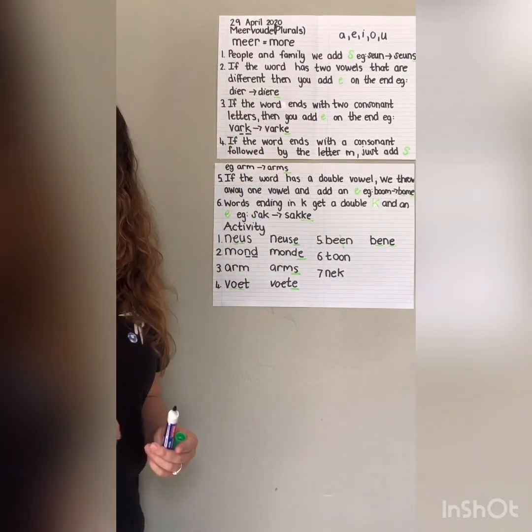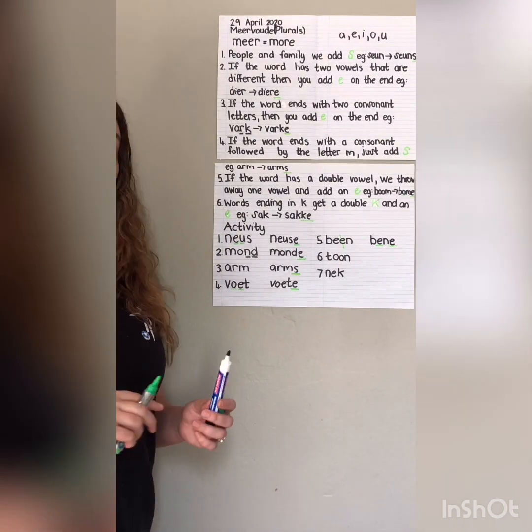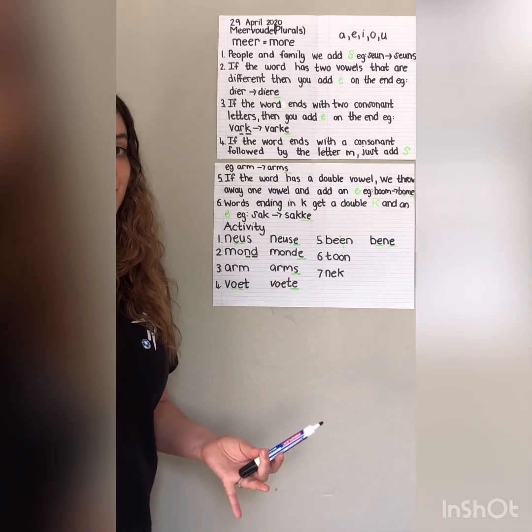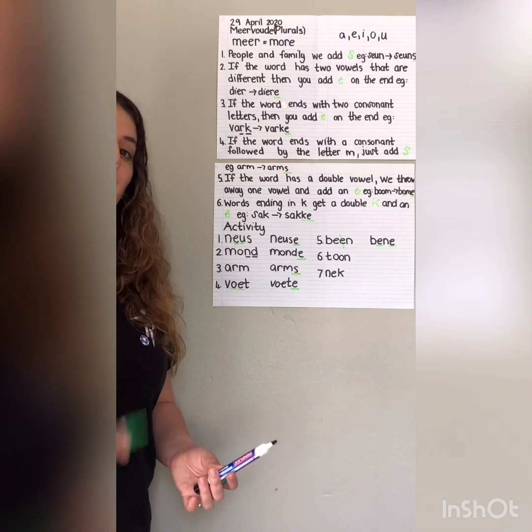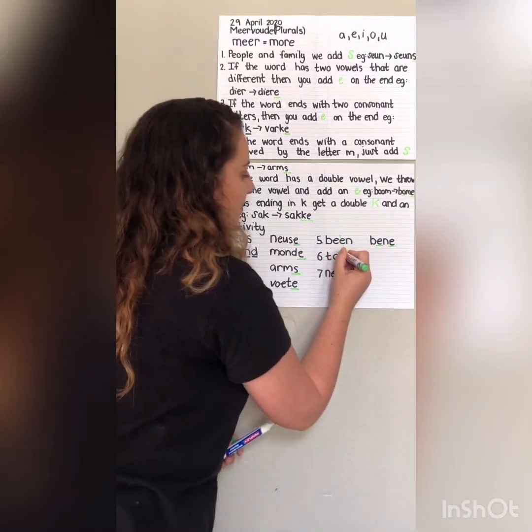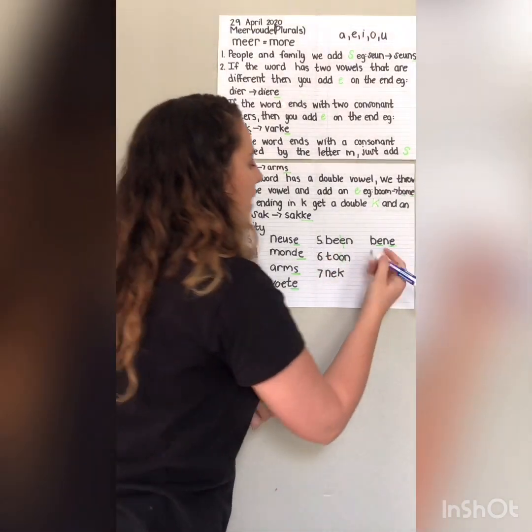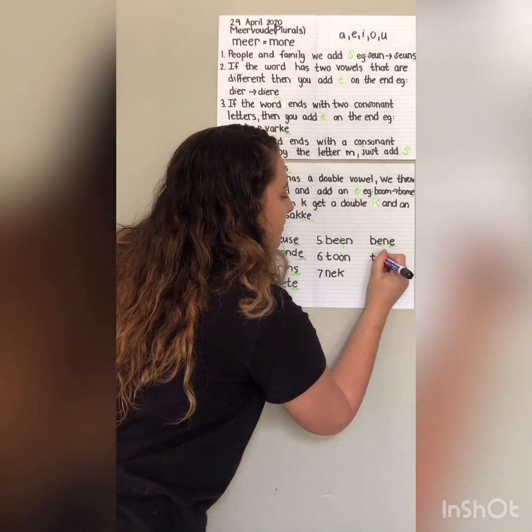Toon is the Afrikaans word for toe. It also has a double vowel. What do we do when we have a double vowel? We kick one out and we add an E on the end. Our word becomes tone for toes.